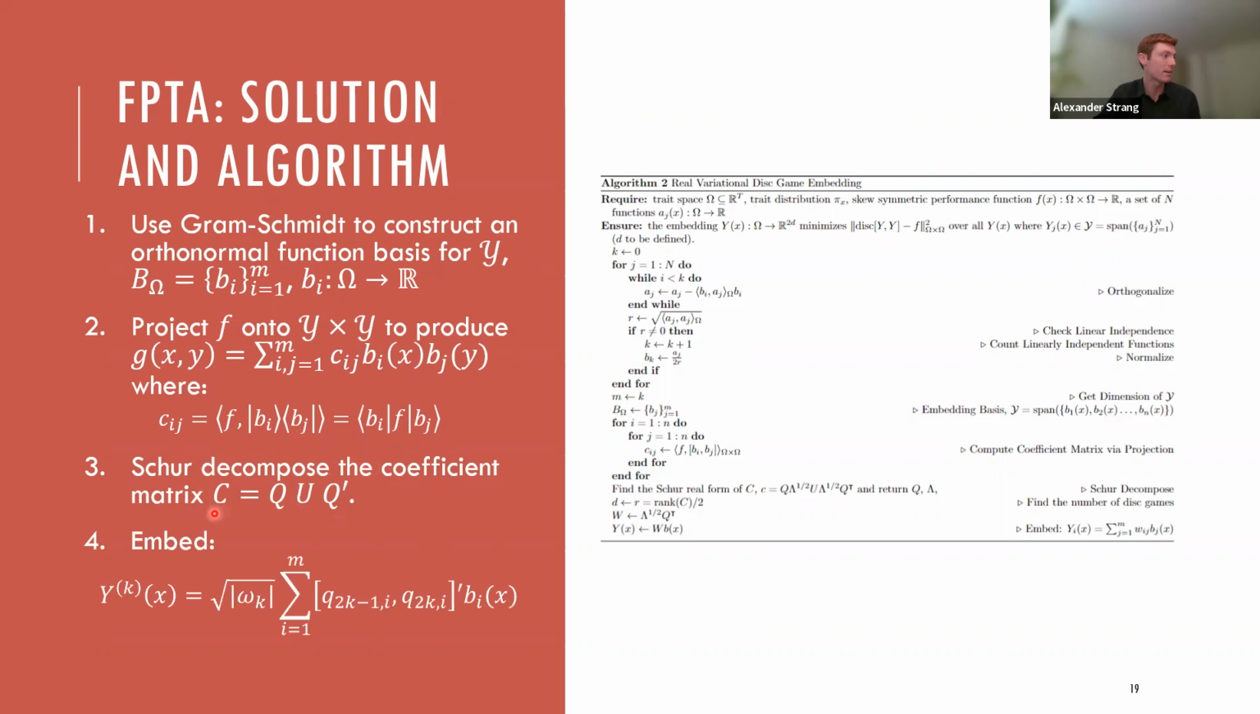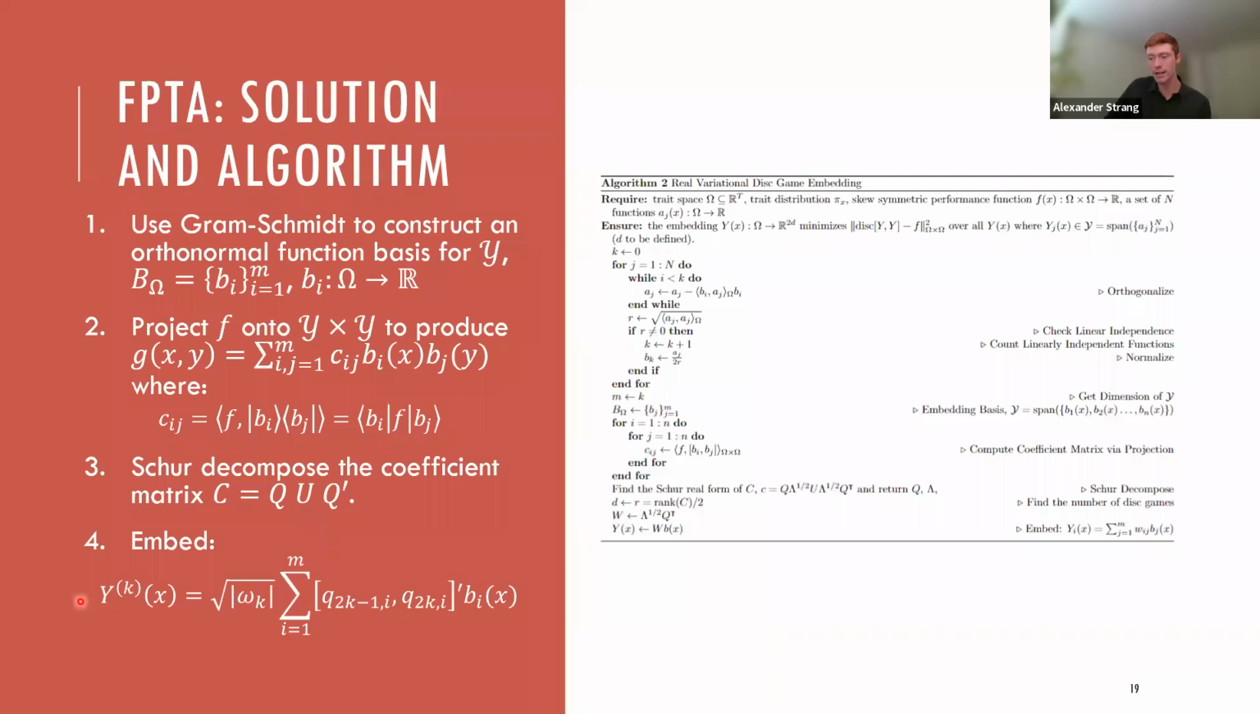And then you can embed, and actually this is essentially exactly the same construction that we'd use in the pointwise case, except instead of embedding pointwise, we take the Q matrix from this Schur decomposition and the eigenvalues from the Schur decomposition, and we combine them with the original basis functions to produce our embedding function. And so this is very straightforward.